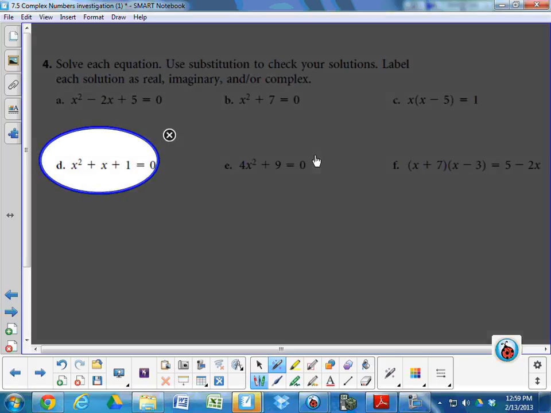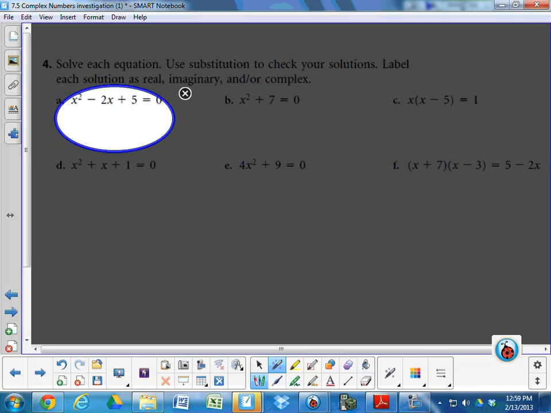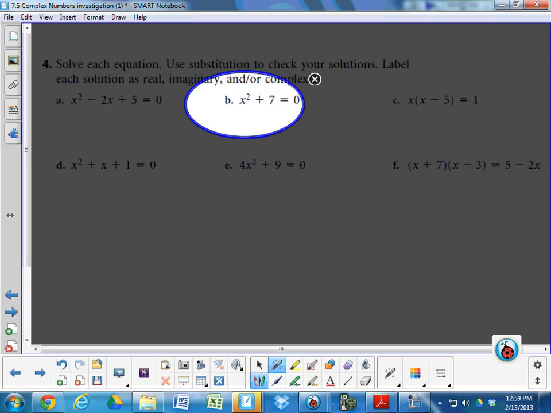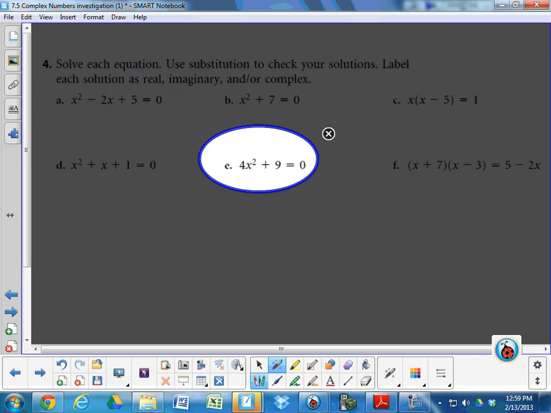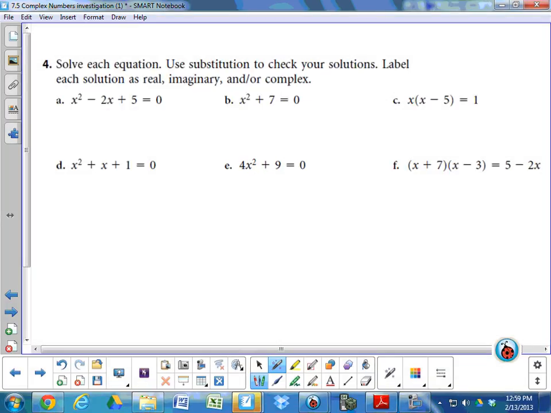In the world of A, B, and C, in this problem, what's B? The number in front of x? 1. What's B? -2. What's B when it's not there? 0. And when B is 0, all you do is solve it. You take away the constant, and then you square root both sides.